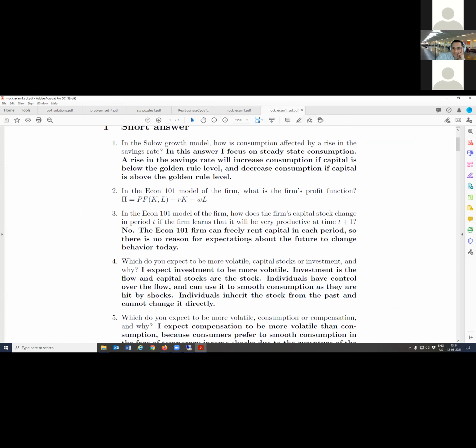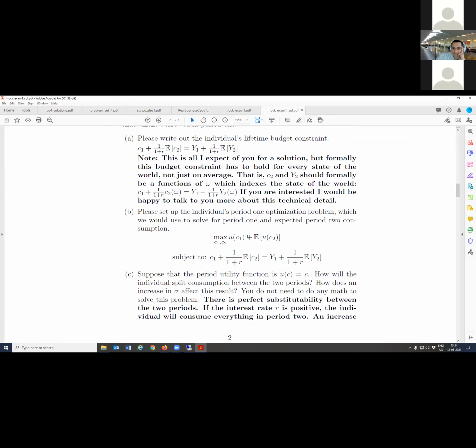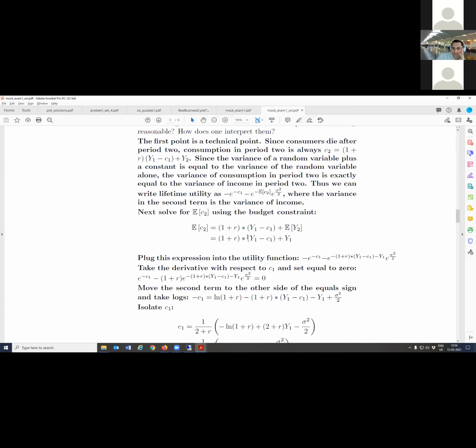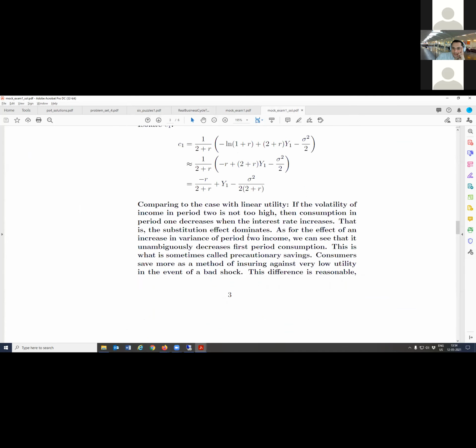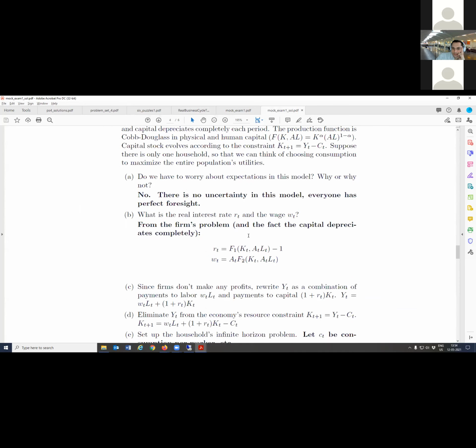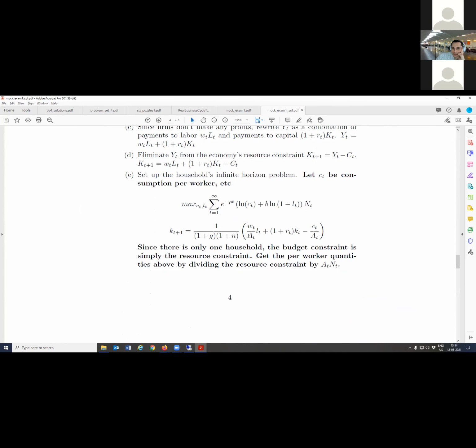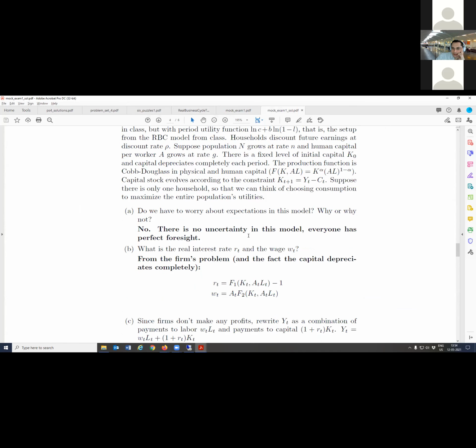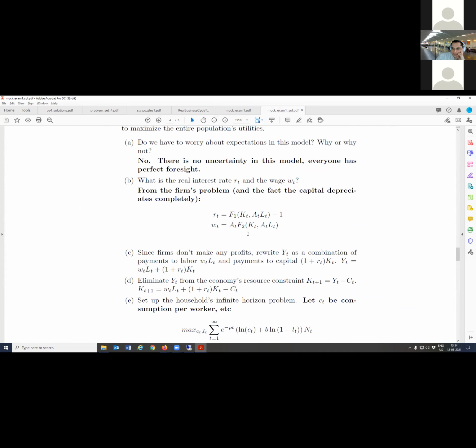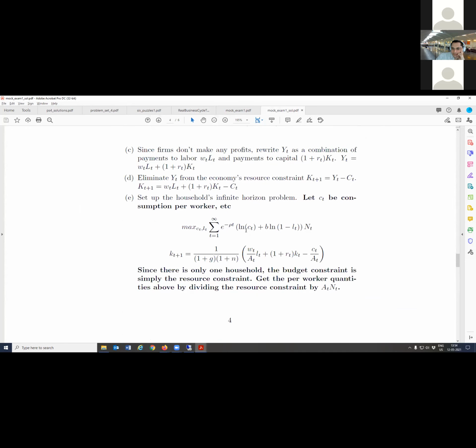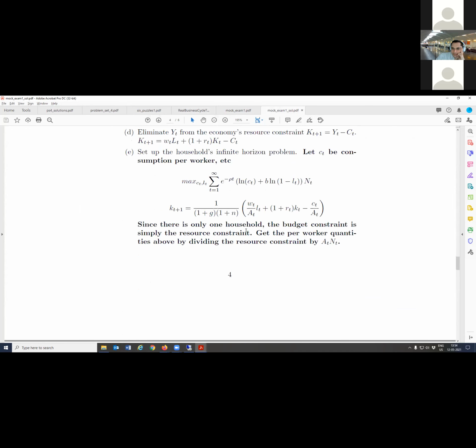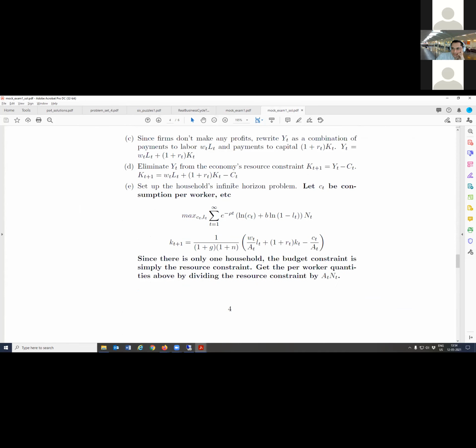You write the equation in the mock exam. Sure. You're saying down here, I did it. This one? Oh, down. This is the budget constraint. Mm-hmm. I mean, it looks fine.